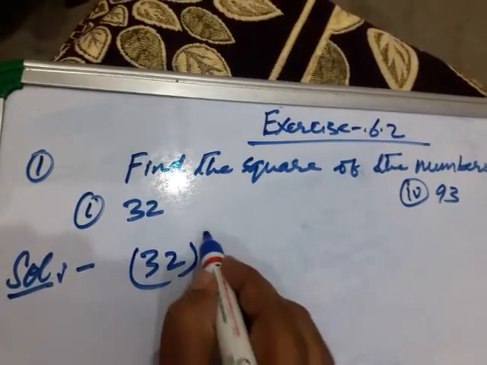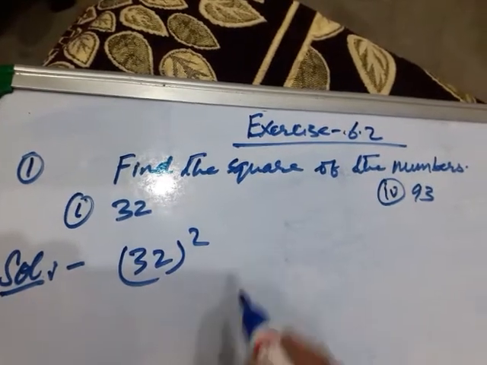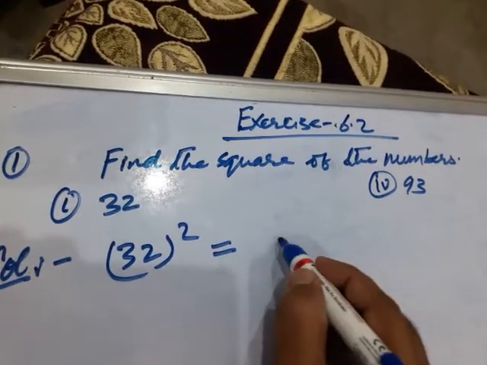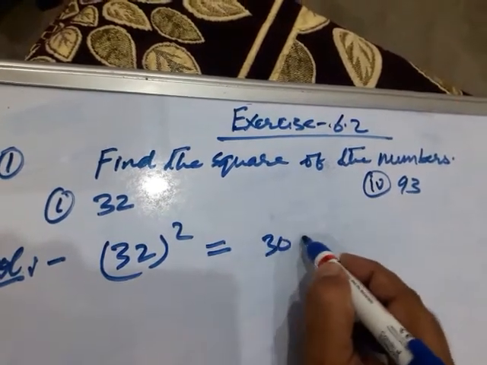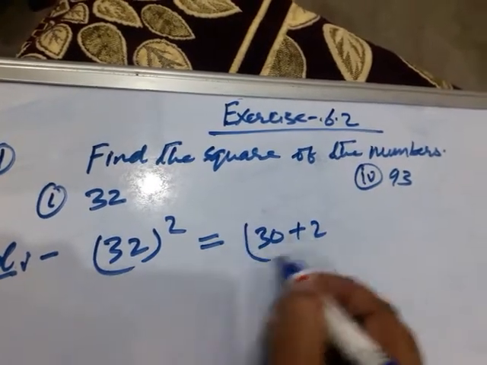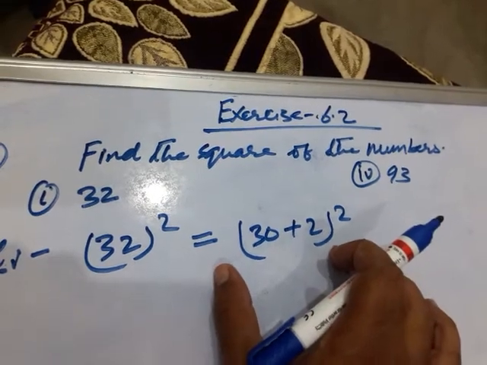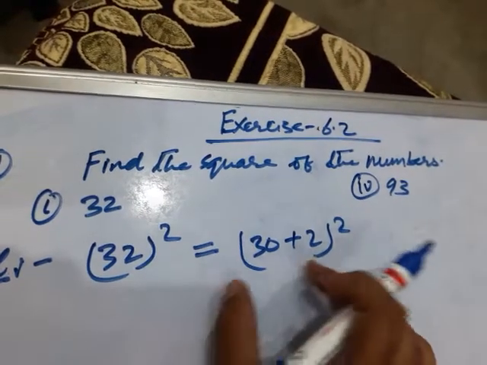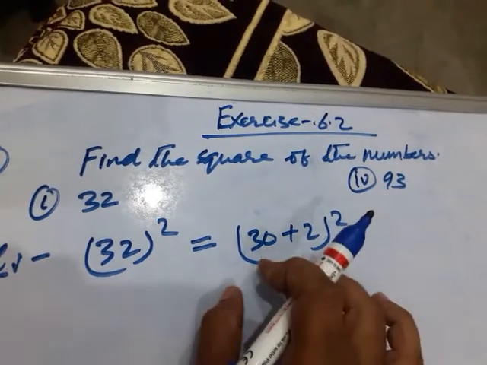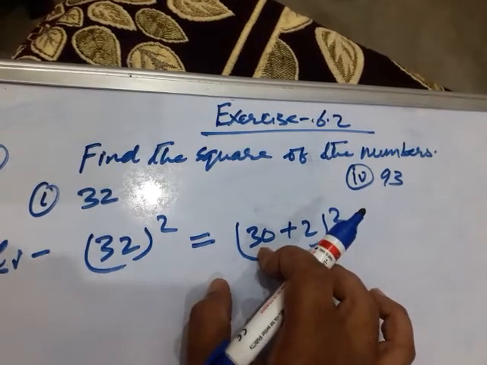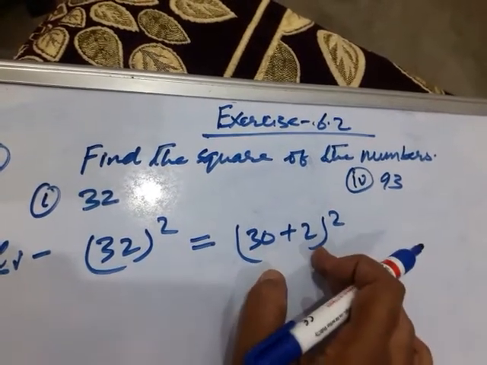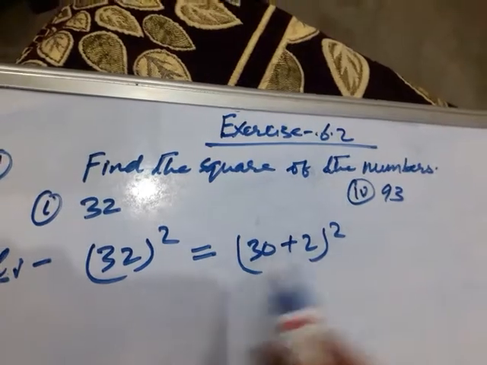You have to find out. Clear, children? That is 32 squared. This can be written as (30 plus 2) squared. Now what is the motive behind writing it like this? 32 can be broken up into two parts in such a way that the first part is a multiple of 10 and the other part is a single digit.